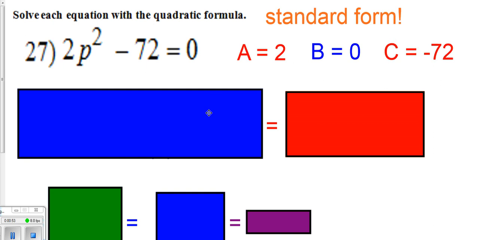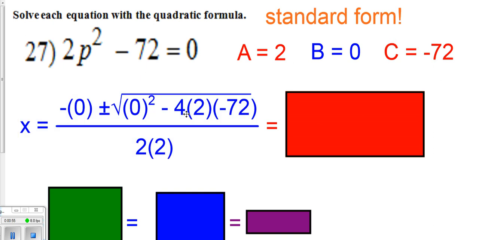From here, you plug that into the quadratic formula, just putting each number in its place for the formula. So negative b plus or minus the square root of b squared minus 4 times a times c, and all of that over 2 times a. So again, we literally just replaced: a is 2, so that's here and here. B is 0, here and here. C is negative 72, right here.